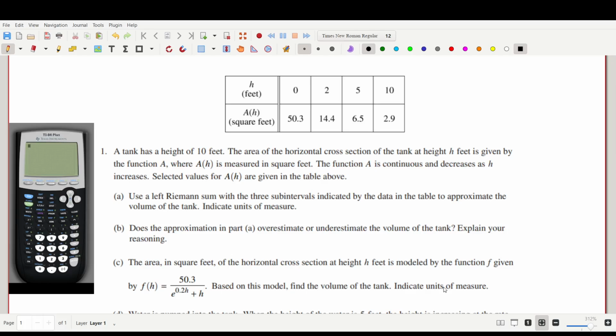All right, a tank has a height of 10 feet. The area of the horizontal cross section of the tank at height h feet is given by the function A, where A is measured in square feet. The function A is continuous and decreases as h increases. Selected values of A of h are given in the table. Use a left Riemann sum with 3 subintervals in the table to approximate the volume. Let me make sure you can actually see it correctly here. Yeah, that seems fine. Oh, 4 people. Okay. This is, again, 2017 AB.